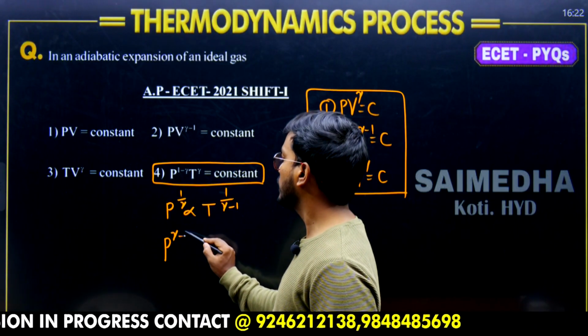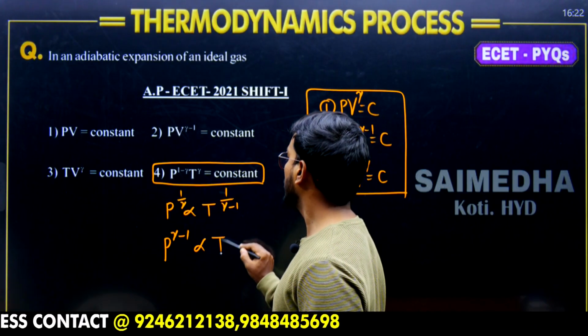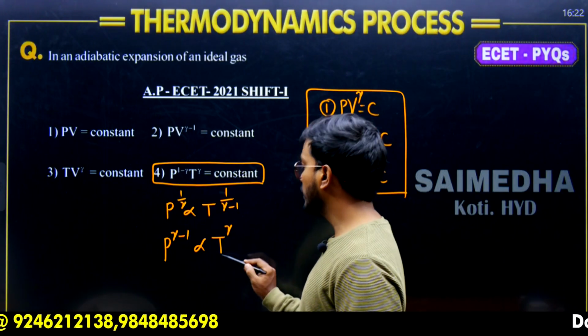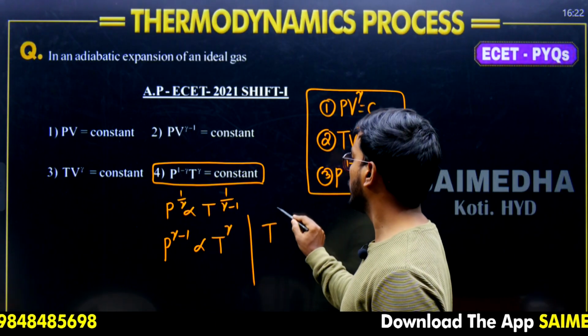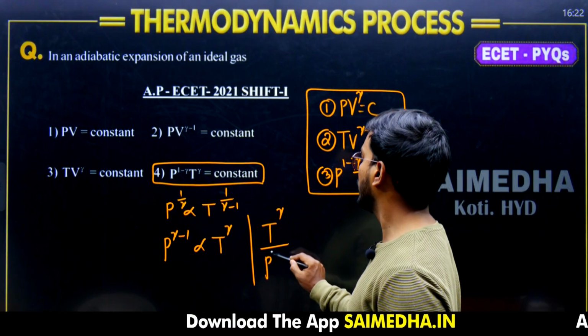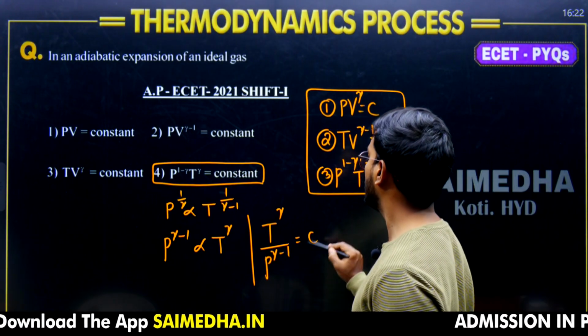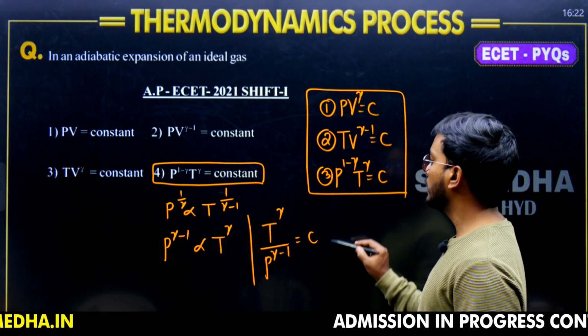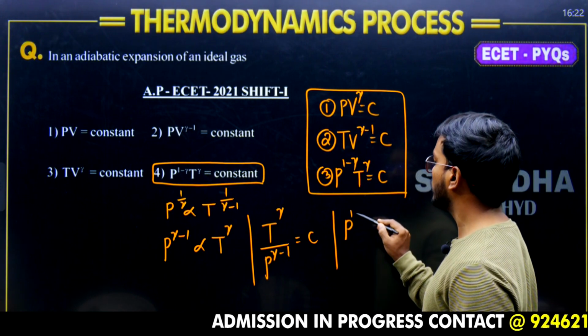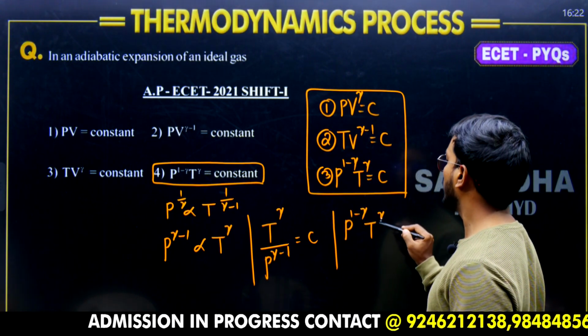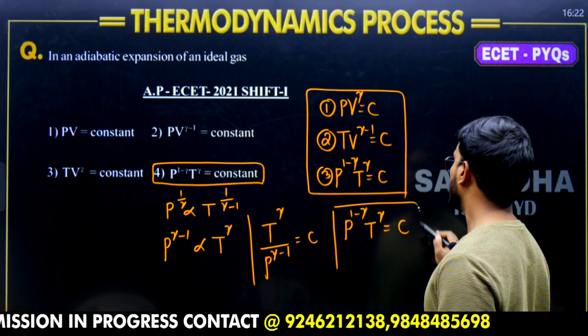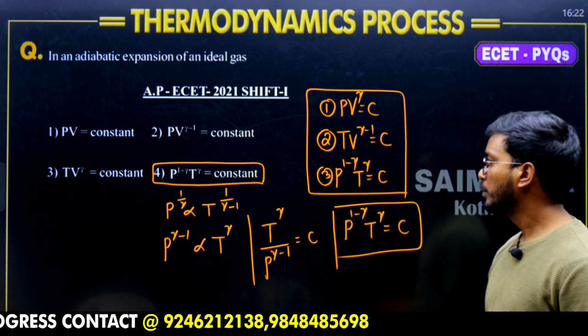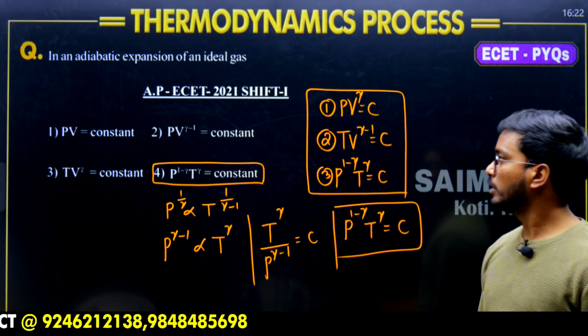So this will become P to the power of gamma minus 1 and this will become T to the power of gamma. Send this to the denominator, what will it become? T to the power of gamma divided by P to the power of gamma minus 1 is equal to some constant. Send this P to the numerator, what will it become now? P to the power of 1 minus gamma, T to the power of gamma is equal to constant. So this is your final answer: P power 1 minus gamma, T power gamma equals constant.